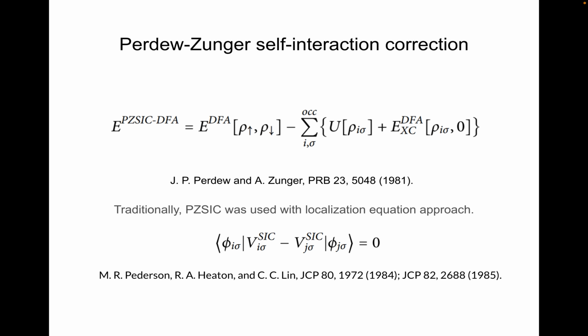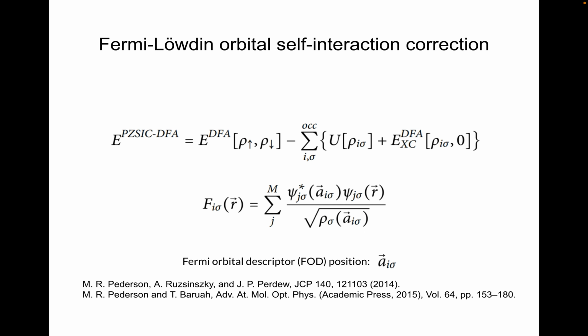So you don't see the application of the PZ-SIC as much compared to other DFA methods. And a few decades later, in 2014, comes the Fermi-Löwdin orbital implementation of the self-interaction correction. So FLOSIC stands for the Fermi-Löwdin orbital self-interaction correction.